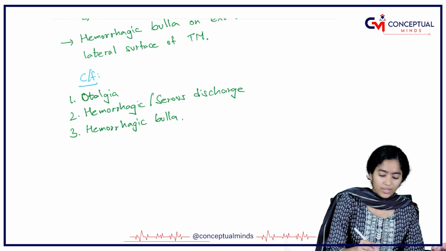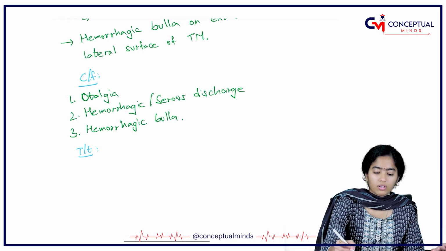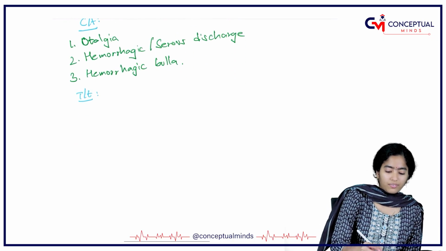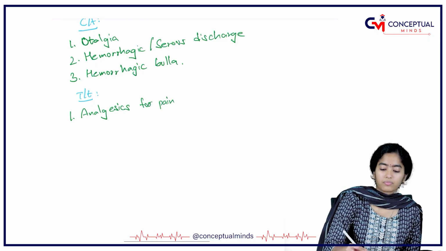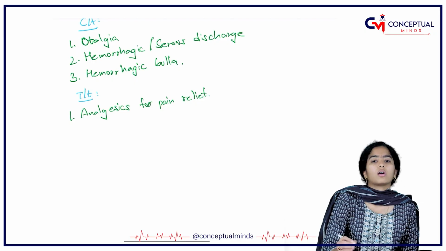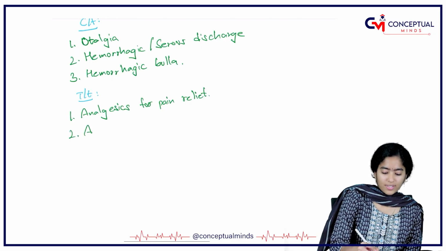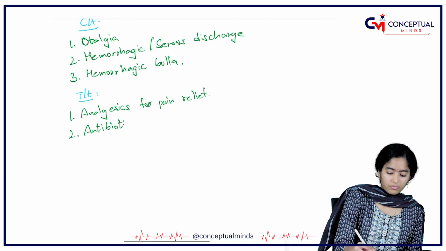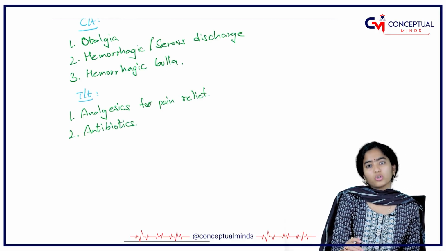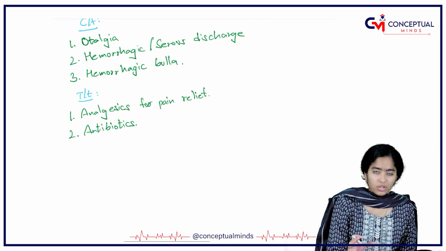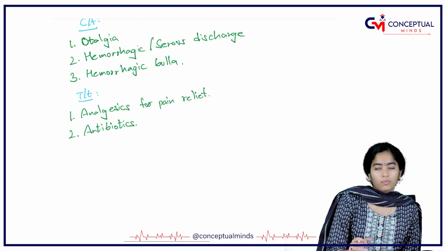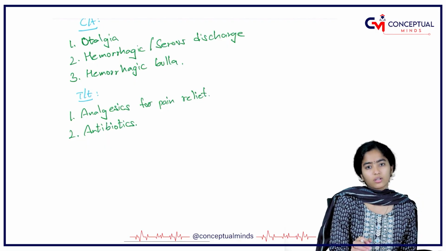So for this condition, how do we treat? Because there is a severe amount of pain, we give analgesics for pain relief. To prevent secondary infections, antibiotics are also used. Although it is a viral condition, to prevent secondary infections, we can use antibiotics, or if there is a middle ear effusion, for that also antibiotics are used. Or when the bullae have ruptured, they are predisposed to bacterial infections, and antibiotics will prevent all those sequelae.